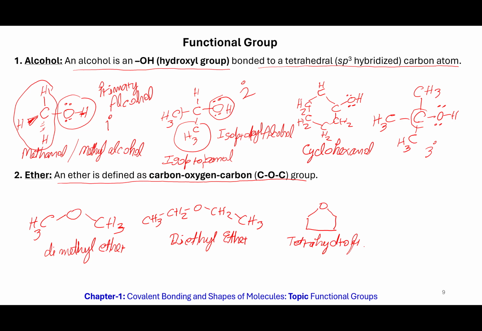Tetrahydrofuran. Another cyclic ether we can draw like this, with 2 carbons in the cyclic form. And this is called the epoxy ring. This is the 3-member ring. And this epoxy is kind of very explosive.